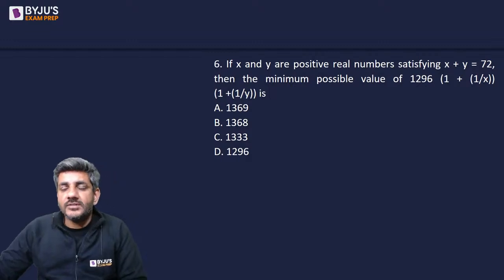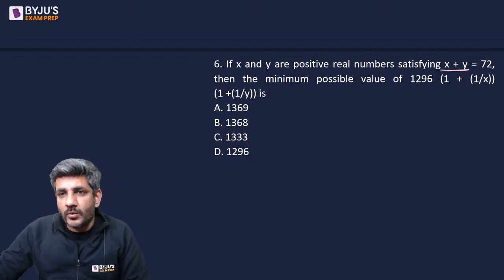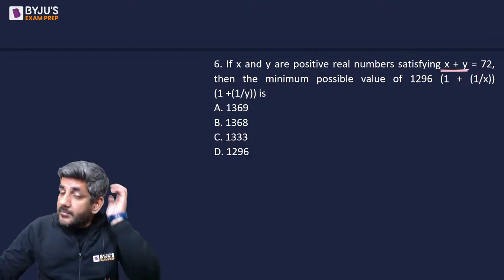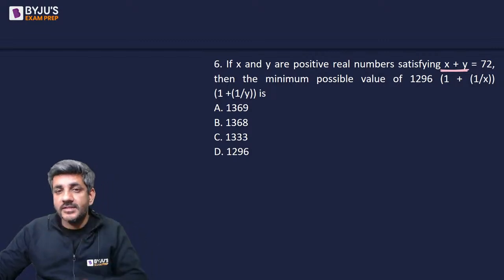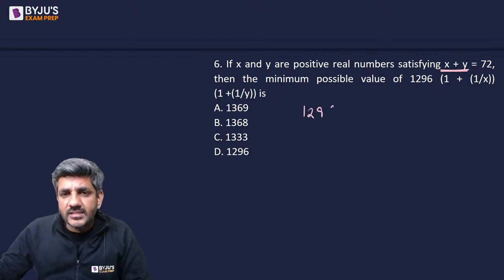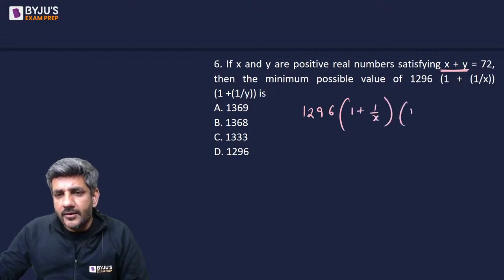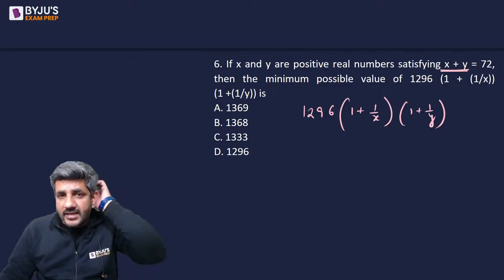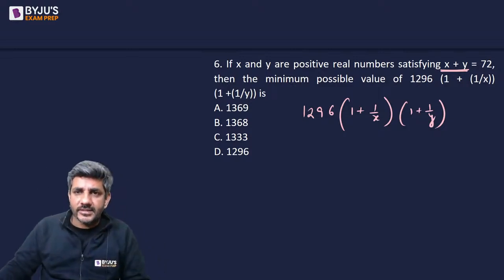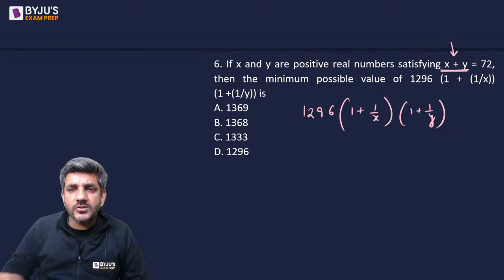x and y are positive real numbers satisfying x plus y is equal to 72. Then the minimum possible value of this expression: if you look at this expression, it is 1296 into (1 plus 1 by x) into (1 plus 1 by y), right? It's a cyclic expression. What is a cyclic expression? In this equation, x plus y is 72.